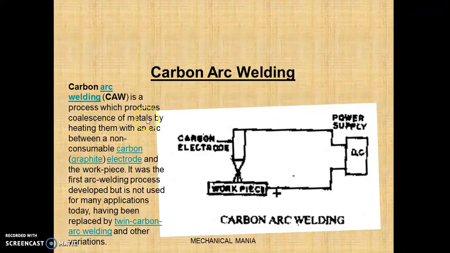It joins the metals by heating them with an arc between a non-consumable carbon electrode and the workpiece. So the arc is basically produced between the electrode and the workpiece. And in carbon arc welding, the electrode we are using is a carbon electrode. This carbon electrode is a non-consumable electrode. So whenever we are using a non-consumable electrode, we have to use some filler material separately for joining the workpieces. If the workpiece thickness is more, then we have to use the filler material. If the workpiece thickness is less, then there is no need of using the filler material.